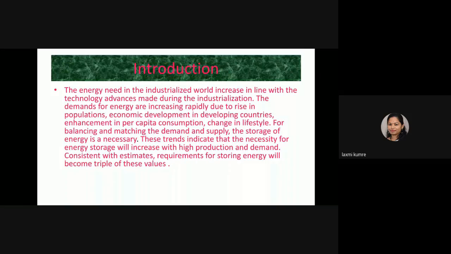In the introductory part, the energy need in the industrialized world increased in line with the technology advances made during industrialization. The demands of energy are increasing rapidly due to rise in population, economic development in developing countries, and enhancement in per capita consumption and change in lifestyle. Therefore, for balancing and matching the demand and supply, the storage of energy is necessary. These trends indicate that the necessity for energy storage will increase with high production and demand. Consistent with estimates, requirements for storing energy will become triple of these values.